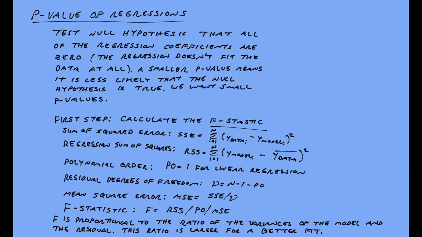The F statistic can be calculated as the regression sum of squares divided by the polynomial order, divided by the mean square error, or F equals RSS divided by PO divided by MSE. F is proportional to the ratio of the variances of the model and the residual. This ratio is larger for a better fit.